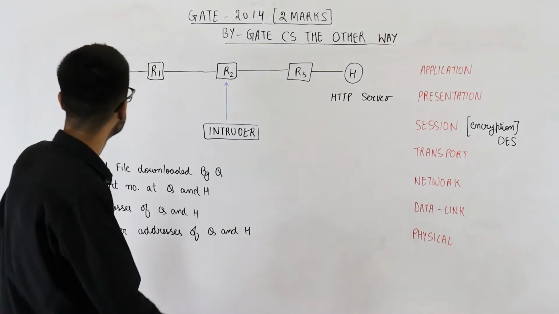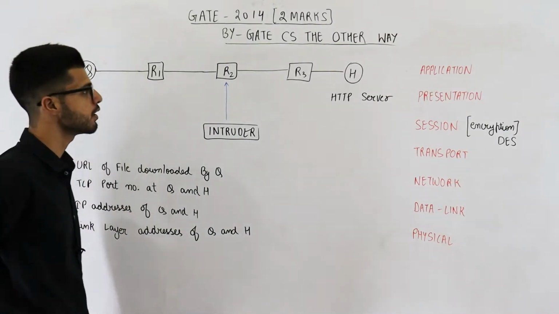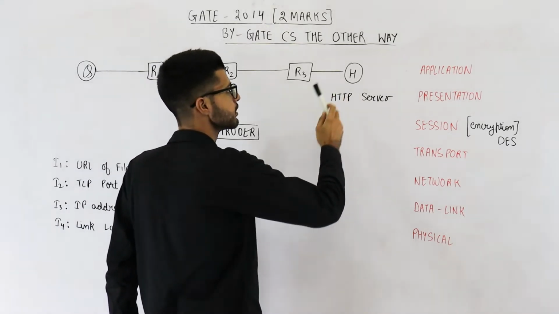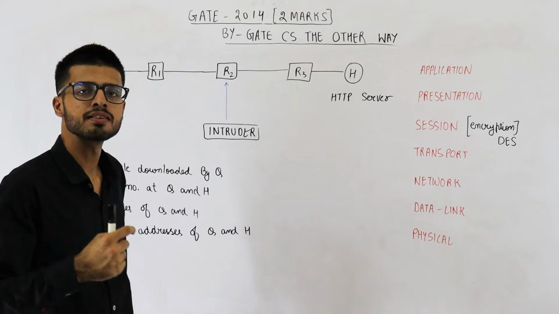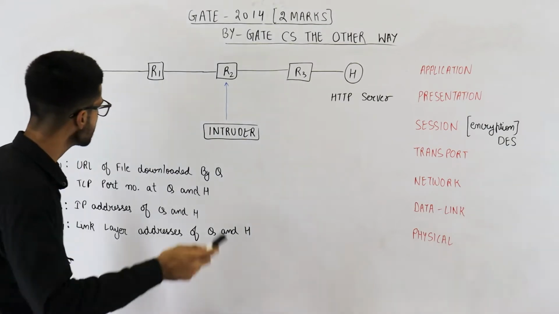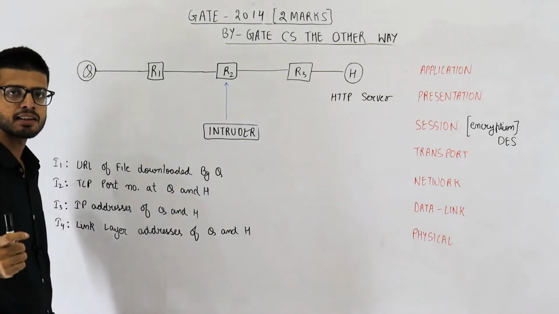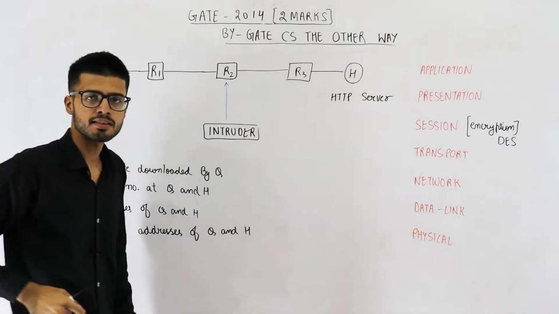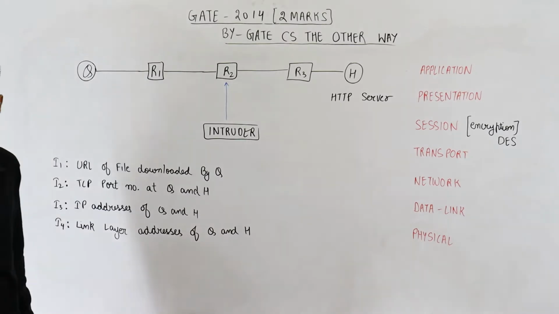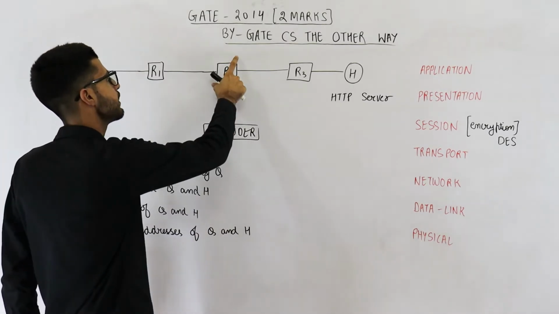They are saying some host Q wants to connect to host H. H is acting as a HTTP server and Q wants some file from H. Both of these hosts are connected via 3 routers, R1, R2, R3. And there is some intruder that is trying to listen to this conversation at R2.